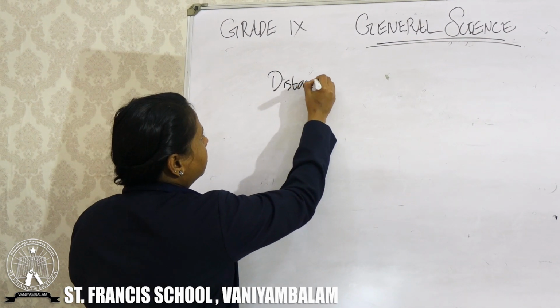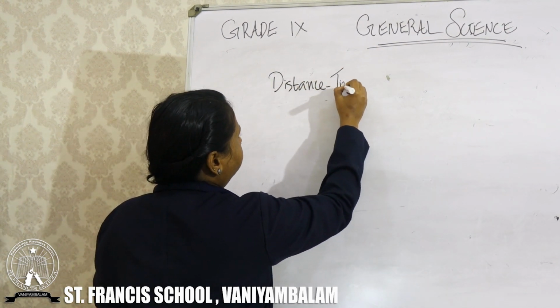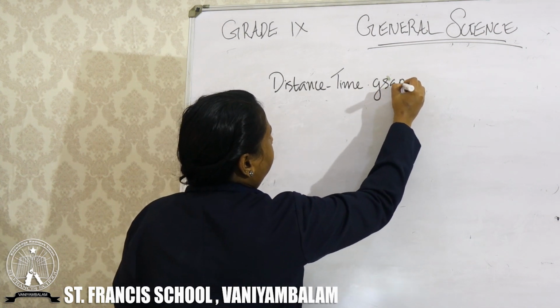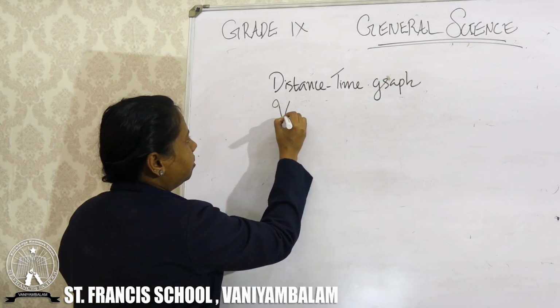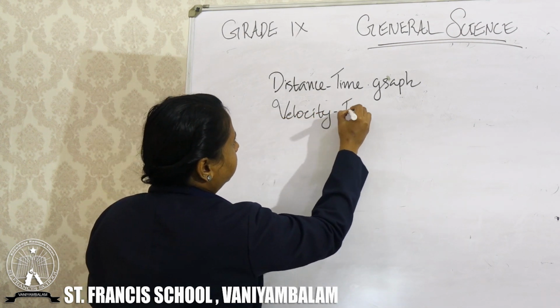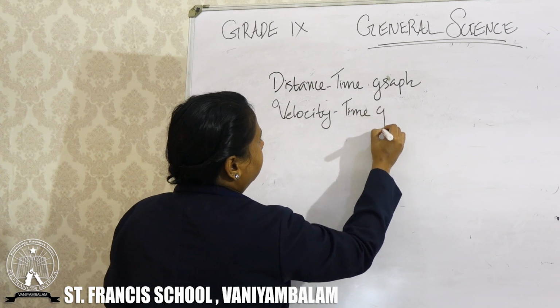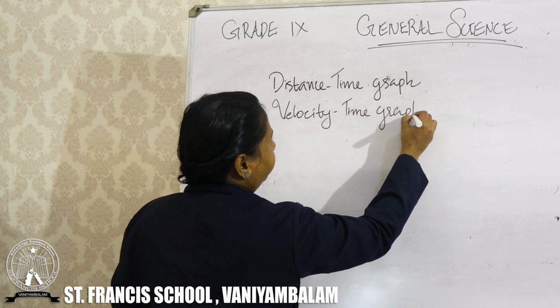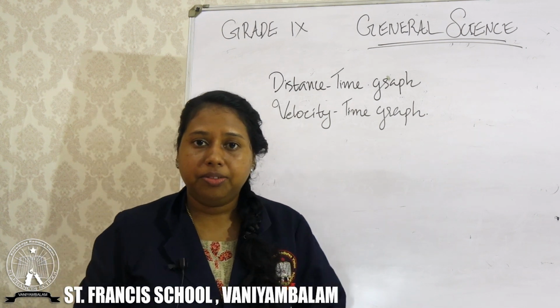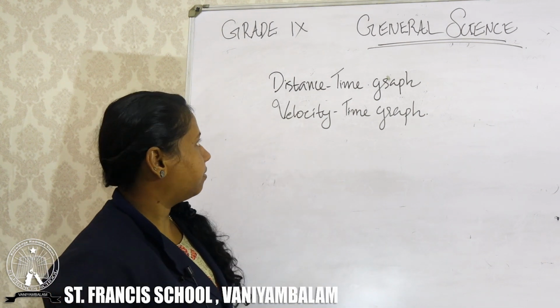Distance time graph and velocity time graph. There are two types of graph: distance time graph and velocity time graph.